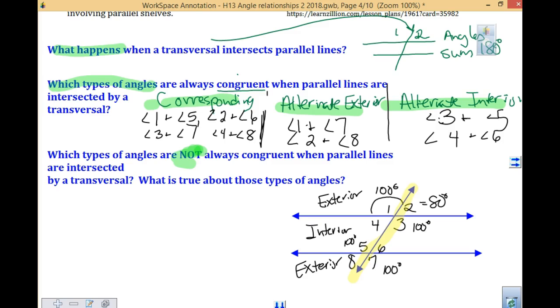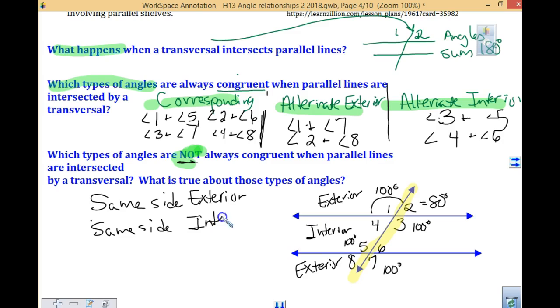As you're looking at that next page in your notes, it says what types of angles are not going to be congruent. The ones that are not congruent, I want you to write down same side exterior and same side interior. And when we refer to the same side, we're talking about this transversal. So those ones will not be congruent, same side exterior and same side interior.